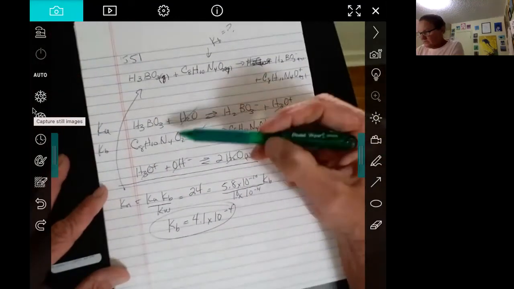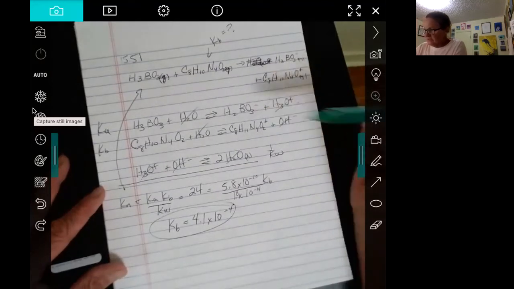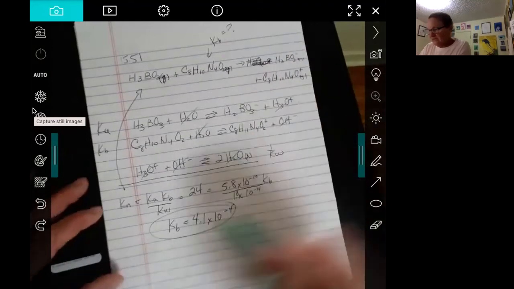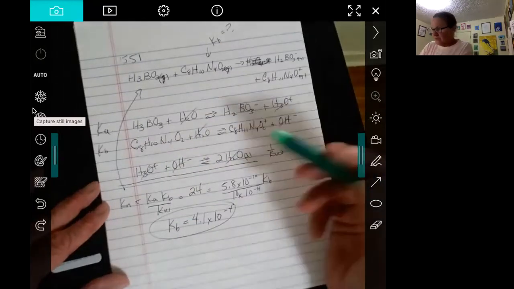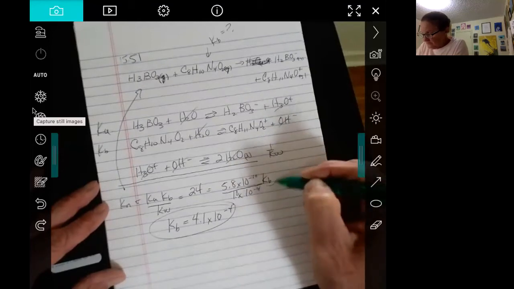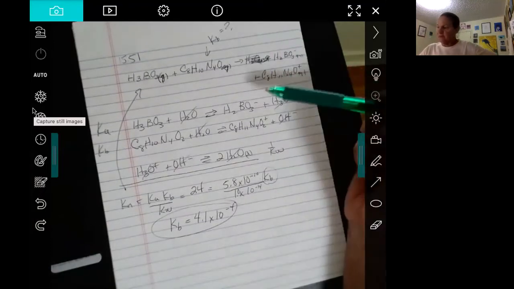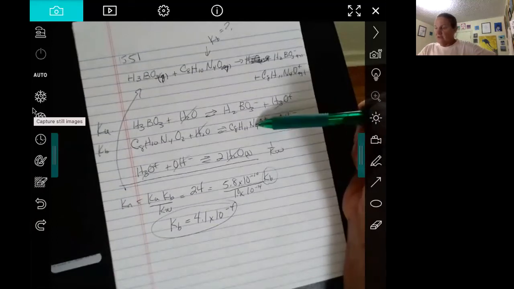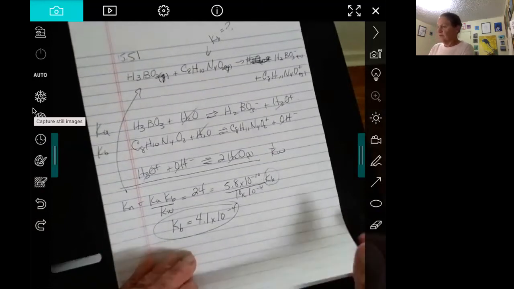So you'll get boric acid plus caffeine goes to exactly what we have up here, the conjugate base and the conjugate acid. So that means that the Kn should be Ka times Kb divided by Kw. And so if I put in the value of Ka and the value of Kw, and I solve for Kb, I got 4.1 times 10 to the minus 4. So this is just basic equilibrium, and remembering that if you can add reactions, the K for the new reaction is equal to the product of the equilibrium constants for the 2 reactions you added.